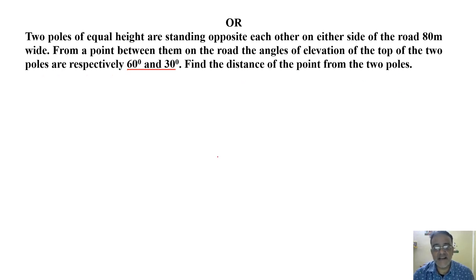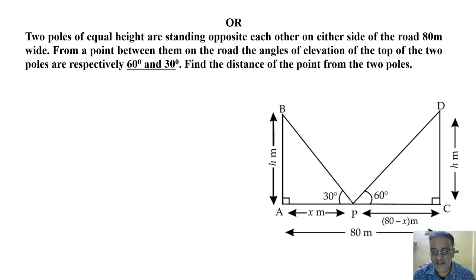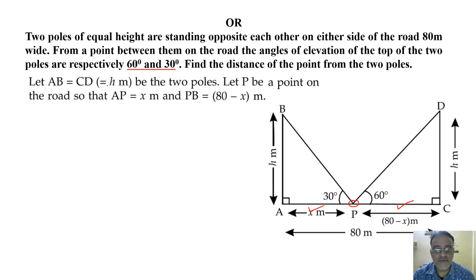So this is an NCERT question, but ek part usme chhod diya hai, height of the pole. Theek hai? So this is the rough figure and this is the point of observation. Theek hai? And we need to find these two distances actually. Right? So AB is equal to CD is equal to H meter be the two poles. Let P be a point on the road so that AP is equal to X and PB is equal to 80 minus X. And angle APB is equal to 30 degree, angle CPD is equal to 60 degree.